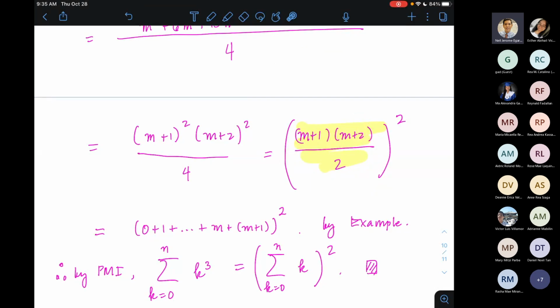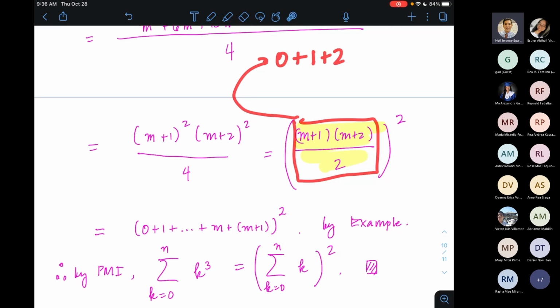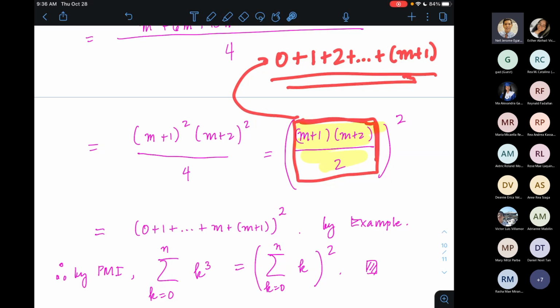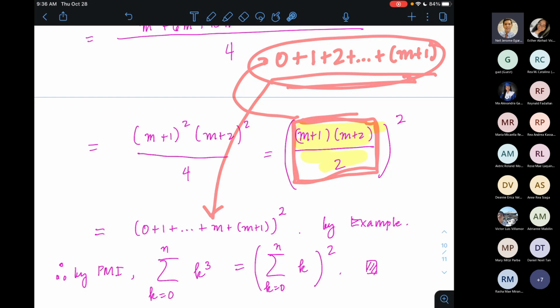All over 2. So ibig sabihin, this represents the sum starting from 0, 1, 2, hanggang kay m plus 1. Kasi pag ito sinummation mo, gamit yung formula na derived natin sa example 1, ito ay m plus 1 times m plus 2 all over 2. So that means I can replace this boxed expression by this sum. Yun yung nakuha ko dito sa step na to.